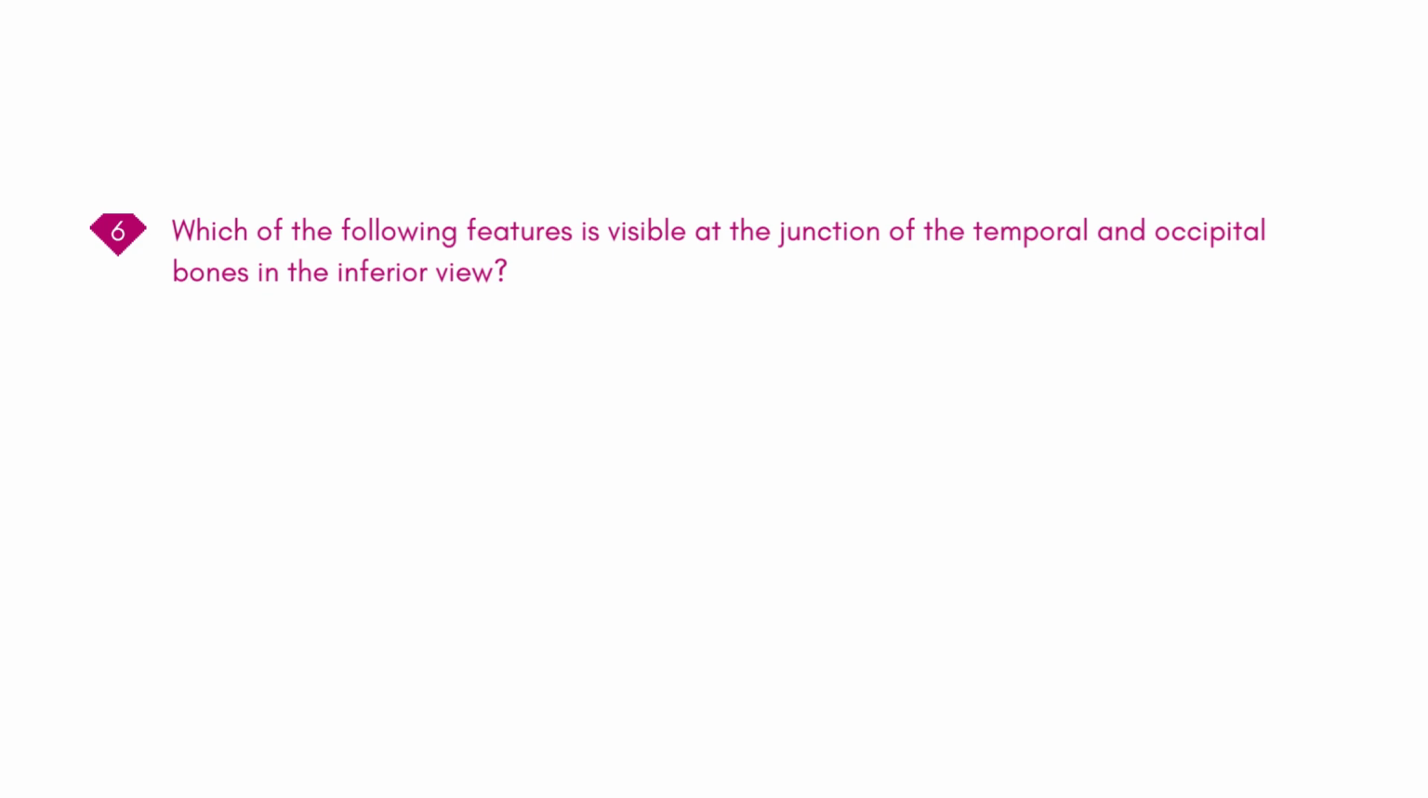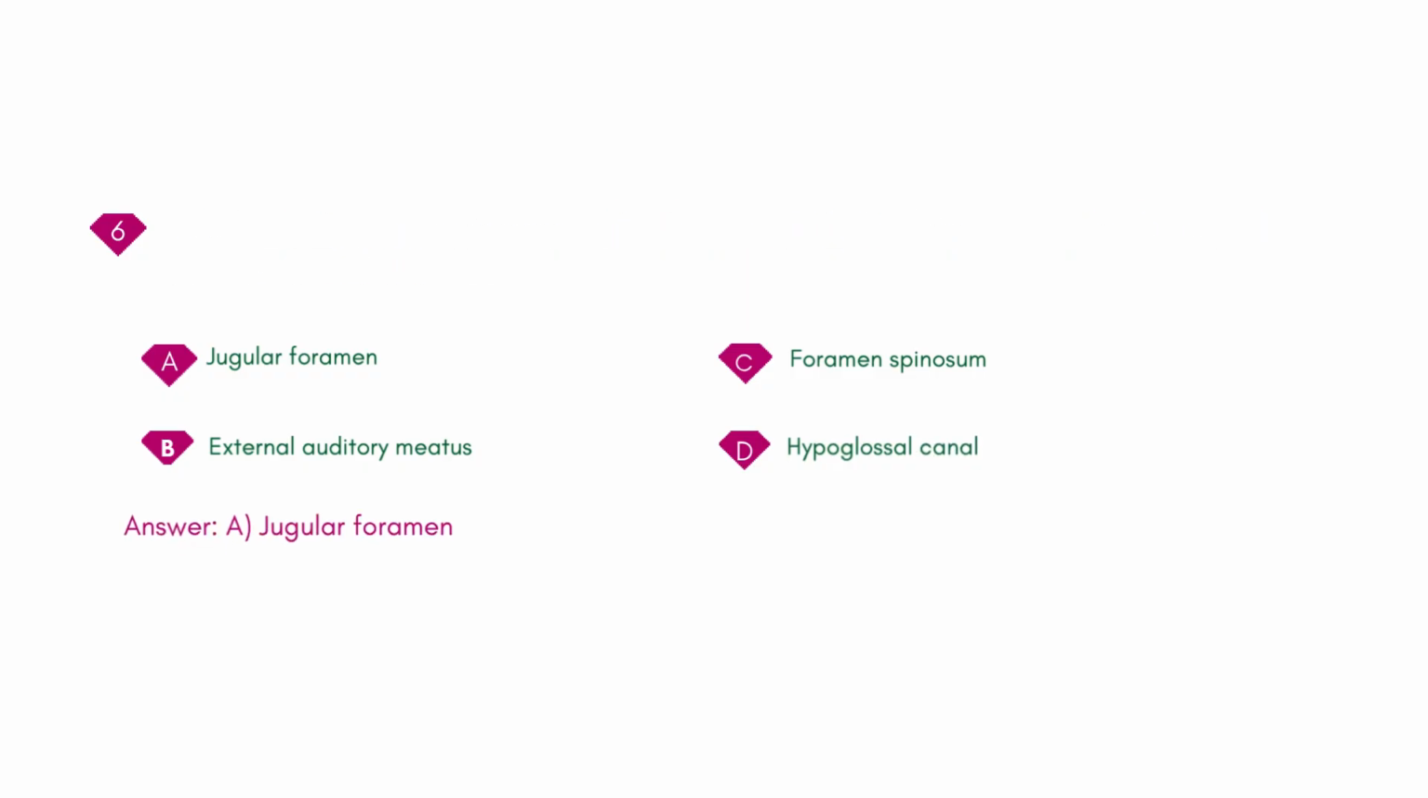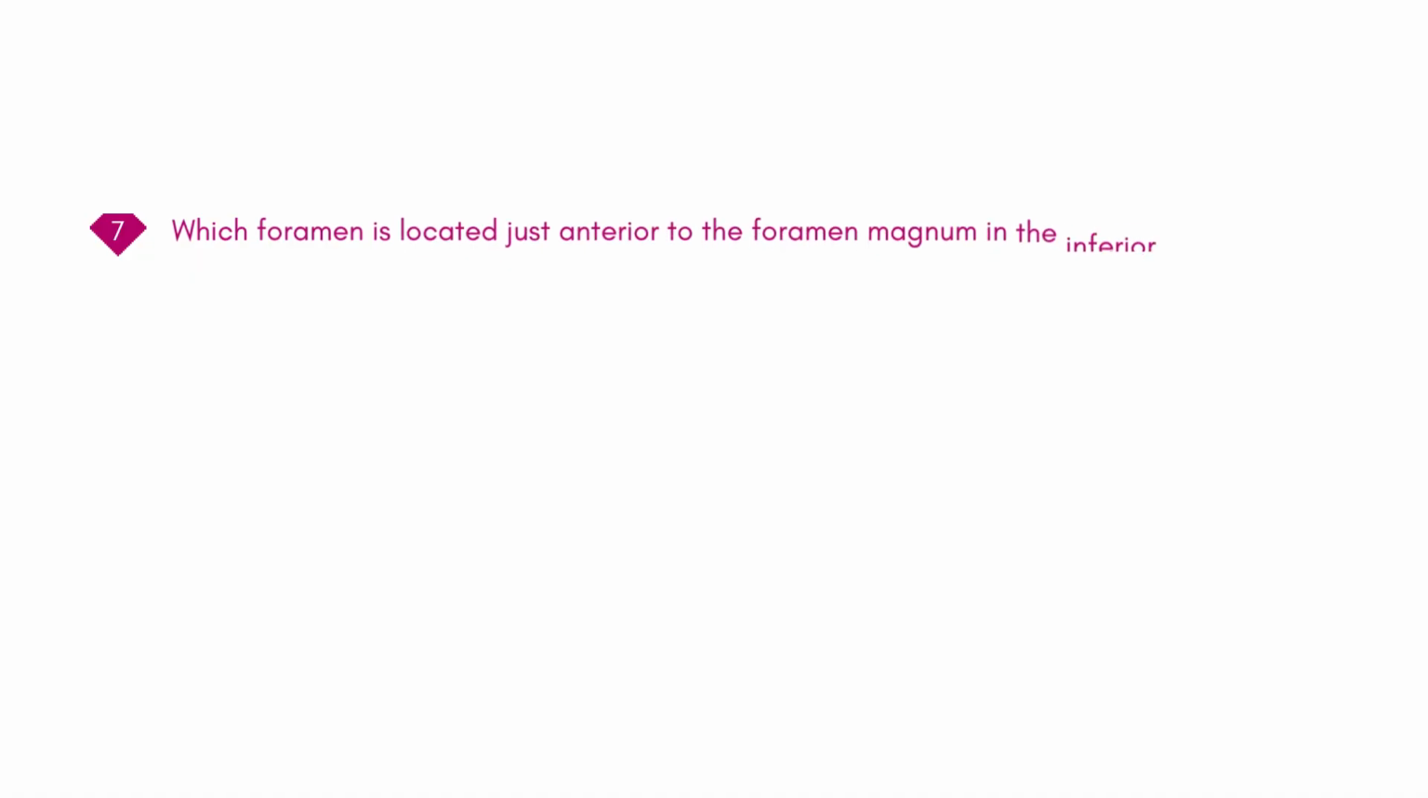Which of the following features is visible at the junction of the temporal and occipital bones in the inferior view? A. Jugular foramen. B. External auditory meatus. C. Foramen spinosum. D. Hypoglossal canal. Answer: A. Jugular foramen.